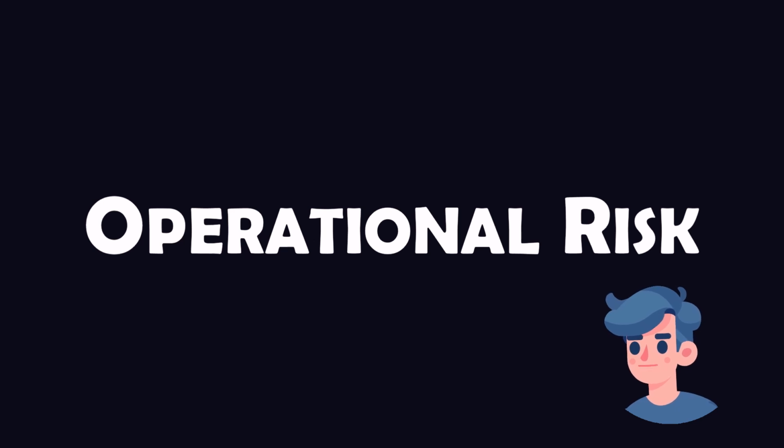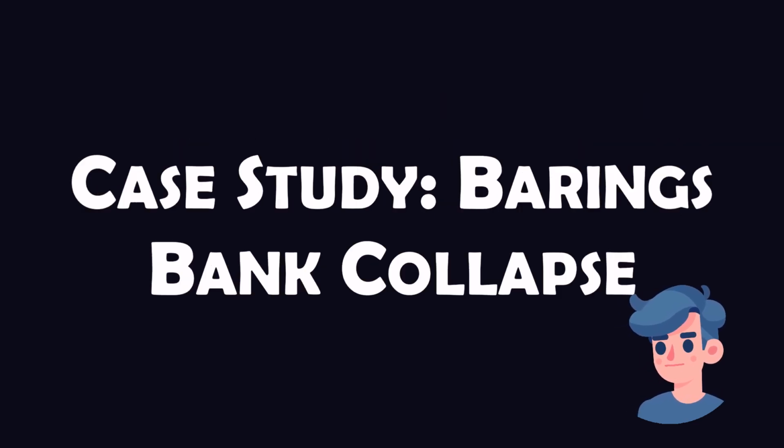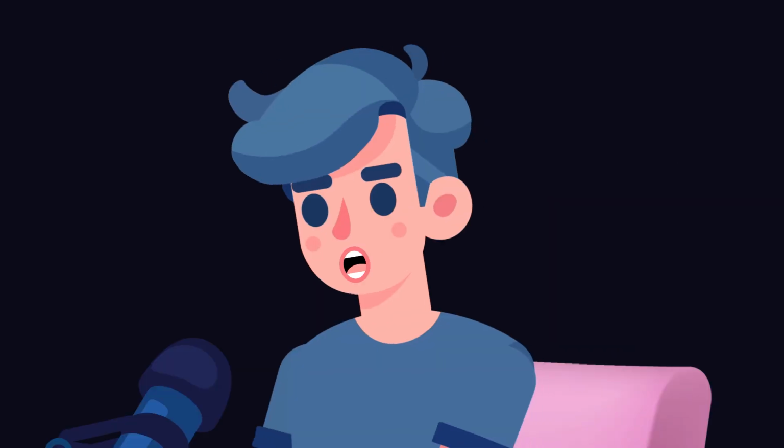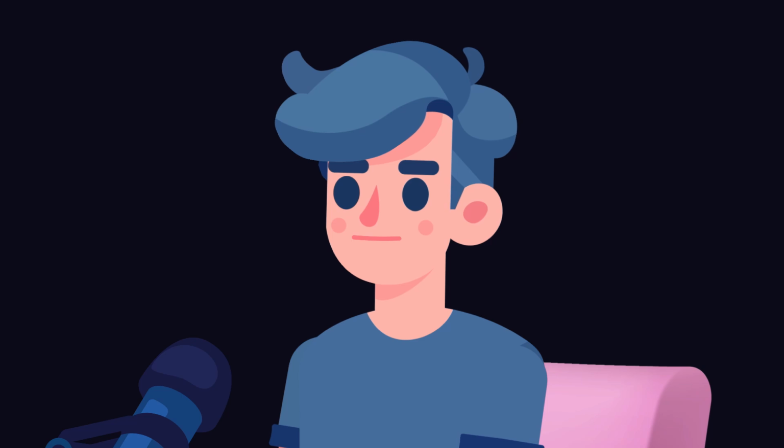Operational risk involves losses due to failed internal processes, people, systems, or external events. This can include anything from system failures, fraud, to natural disasters. A notable example of operational risk is the case of Barings Bank in 1995, where unauthorized trading by a single employee led to the bank's collapse. This highlighted the significance of robust internal controls and monitoring.